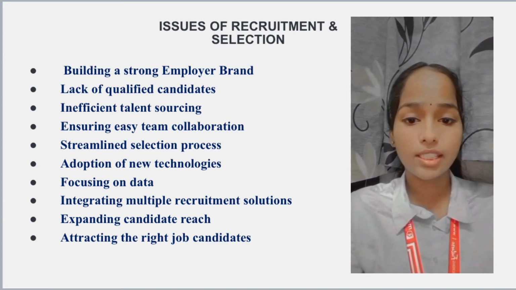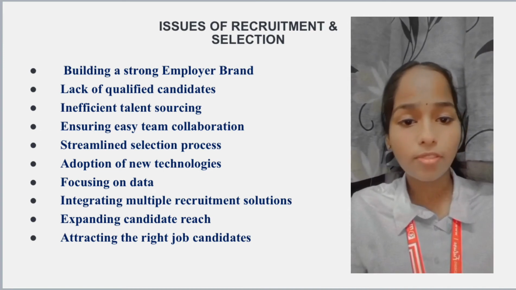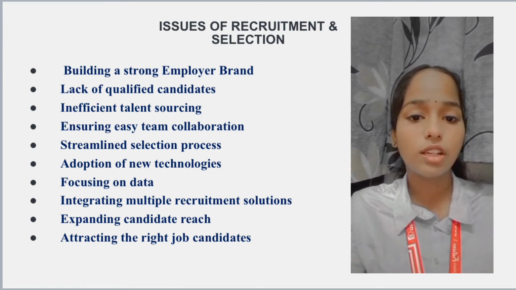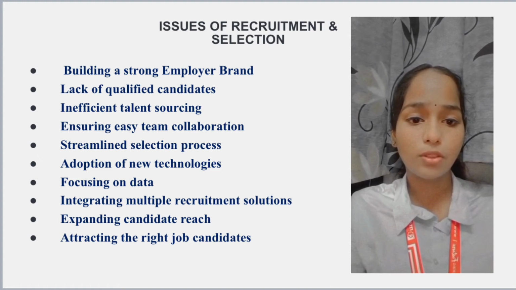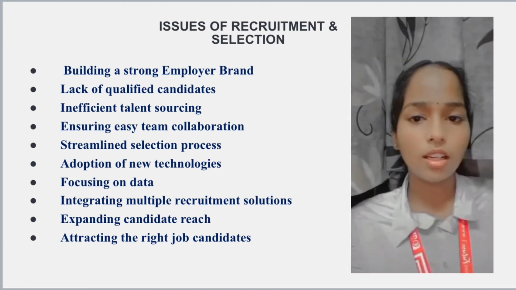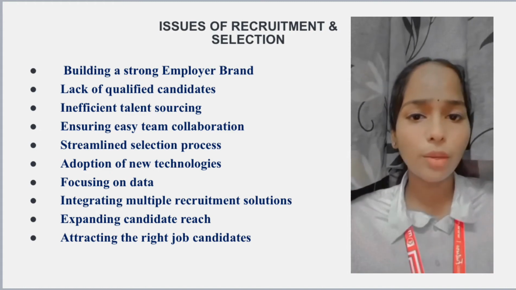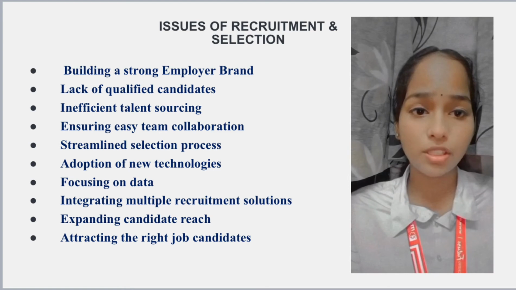And the fifth is a streamlined selection process. Even though many businesses have trouble finding and retaining qualified candidates, some are still struggling to automate, streamline and simplify their hiring procedures. And the sixth is adoption of new technologies. The way we hire is evolving along with the rest of the world's perception about it.